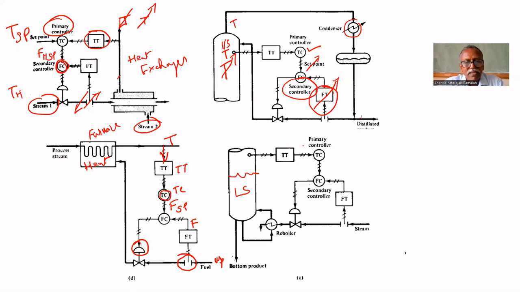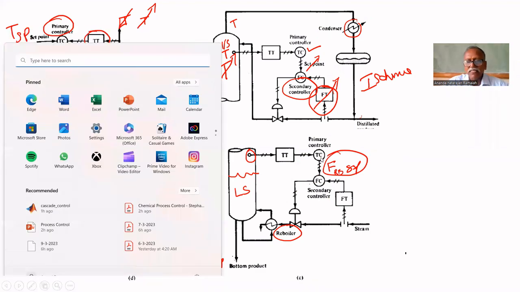The same temperature control can be implemented by using a reboiler also. This is the first scheme. In the second scheme, the temperature is measured here. That gives the set point to the flow control of the reboiler. The reboiler set point is given by this primary controller. If there is any change in flow rate, then and there it will be controlled. For all other disturbances, this set point will be changed. That is the idea behind this cascade control.